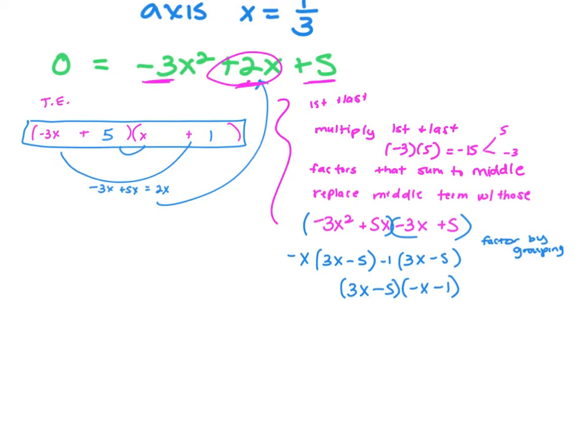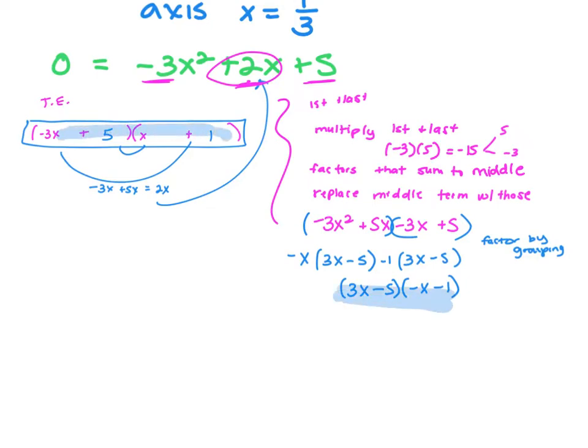Wait, I have a question. Why didn't you do negative x minus 3x and then plus 5x plus 5 so you could put those together? You could do it in any order you want. It still works. Yep, it totally still works. We just take out different things. All right, so notice that the order is not the same on these.